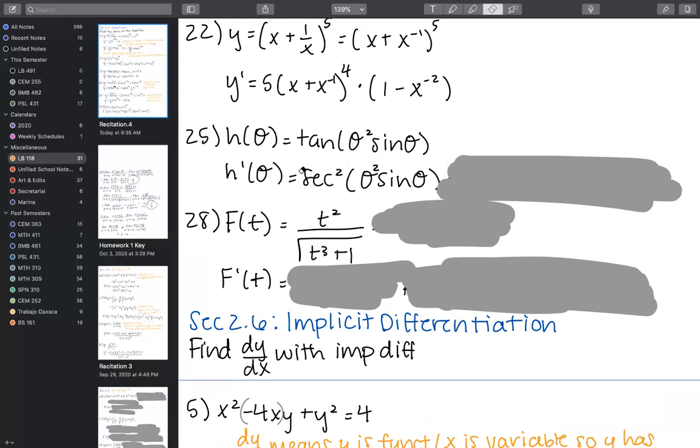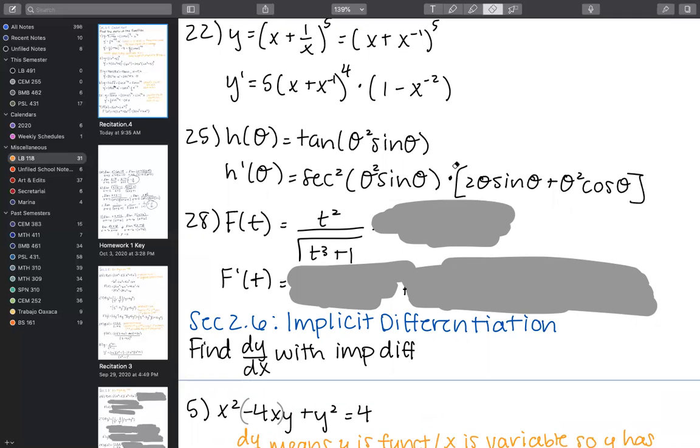And so we get secant squared of the inside, which is kept the same. The derivative of tangent is secant squared. Then we multiply by the derivative of the first, which is 2 theta times the second, plus the first times the derivative of the second.